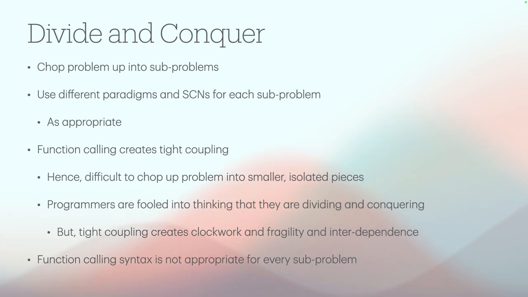Divide and conquer is another important tactic. Chop problems up into subproblems and use different paradigms and SCNs for each subproblem as appropriate. Function calling creates tight coupling, making it difficult to truly divide and conquer. Programmers often think they're dividing problems, but tight coupling creates clockwork, fragility, and interdependence.